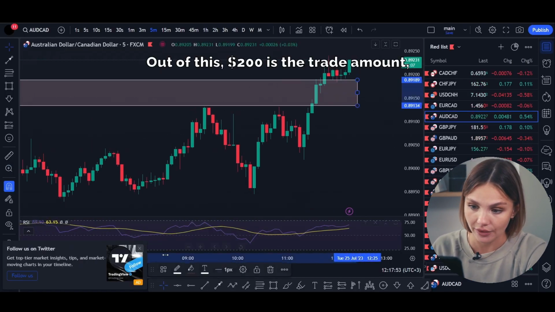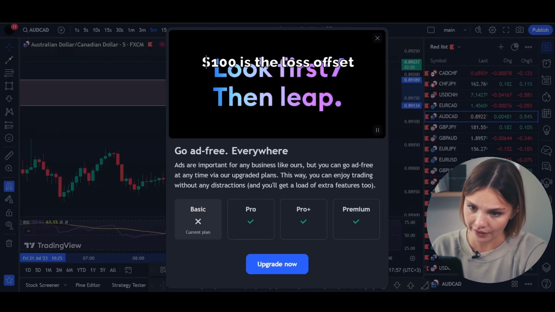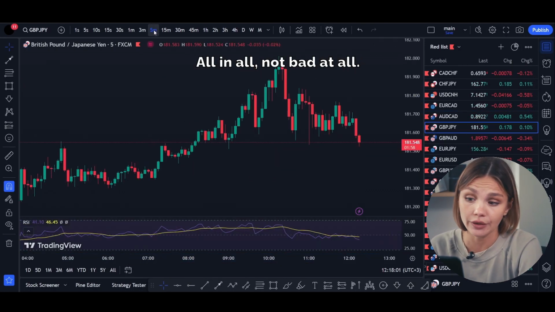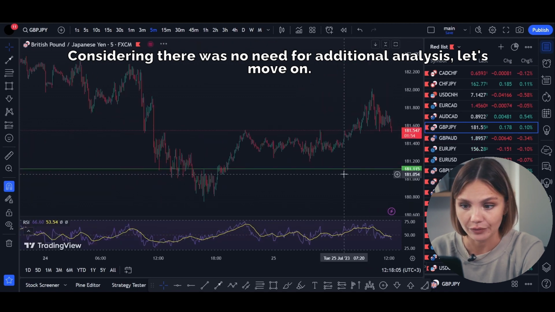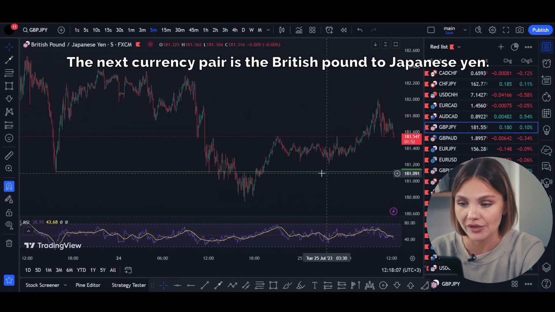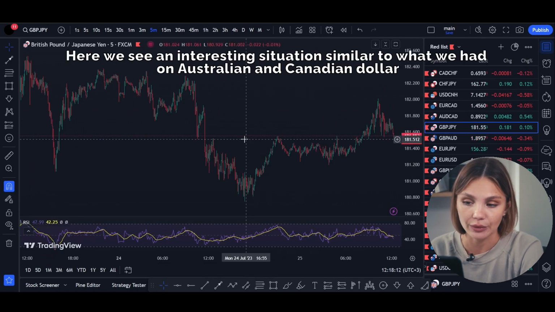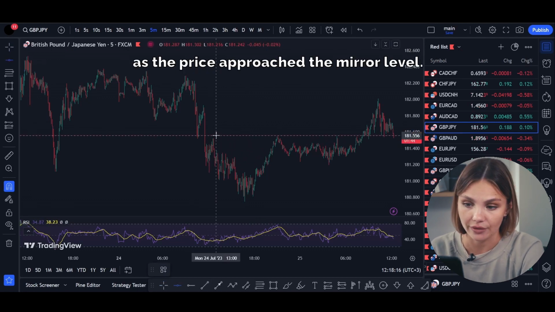Out of this, $200 is the trade amount, $100 is the loss offset, and the net profit is $78. All in all, not bad at all. Considering there was no need for additional analysis, let's move on. The next currency pair is the British pound to Japanese yen. Here we see an interesting situation similar to what we had on Australian and Canadian dollar as the price approached a mirror level.